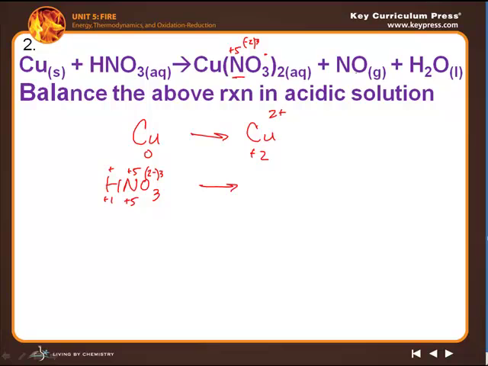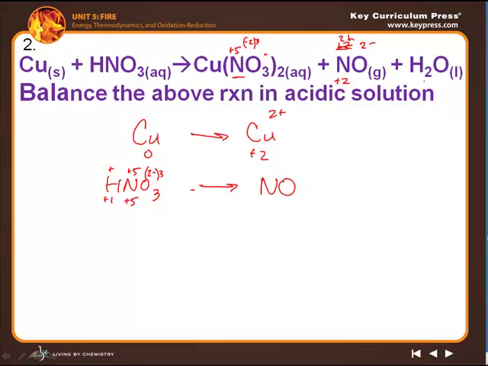The oxygen over here, though, is 2 minus. The nitrogen, in order to make this correct with the oxidation number, has to be +2. So the oxidation number here is +2. So our change is happening when the HNO3 is going to NO.